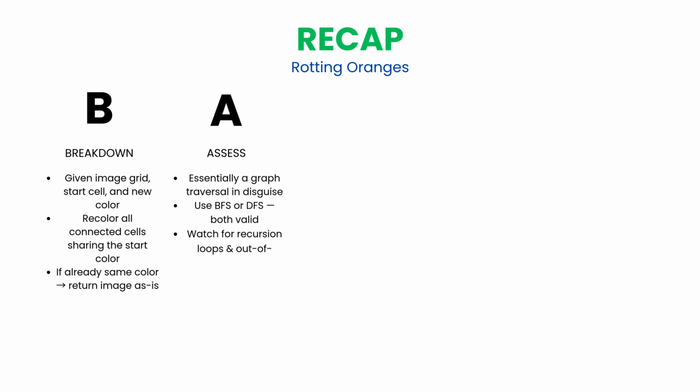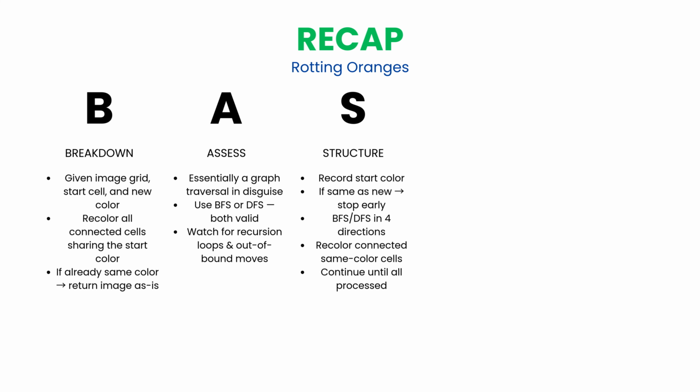It's a classic graph traversal disguised as painting. We can use BFS or DFS, both work. The main pitfalls? Avoid infinite recursion when the color doesn't change, and stay inside bounds at all times. The plan: record the starting color. If it's already the new color, stop early. Use a queue, BFS, to recolor the start cell and expand to 4-directional neighbors with the same color. Continue until no connected cells remain.